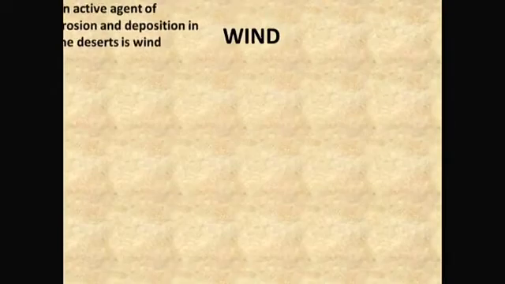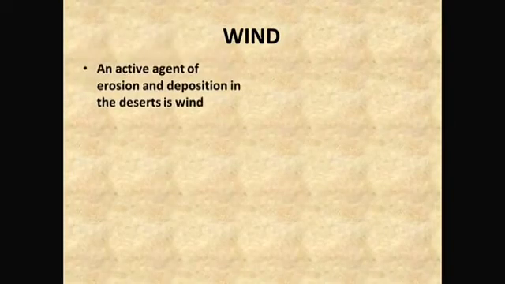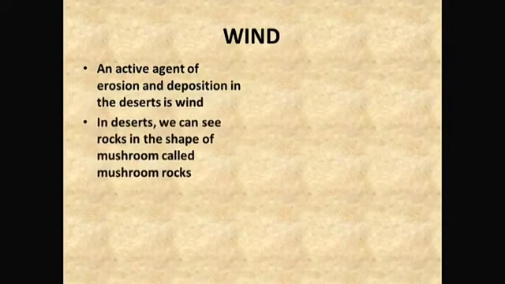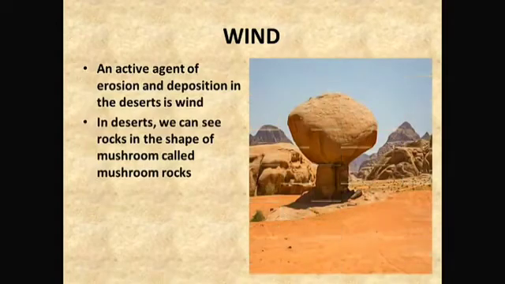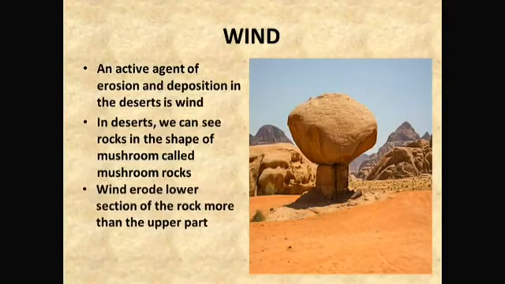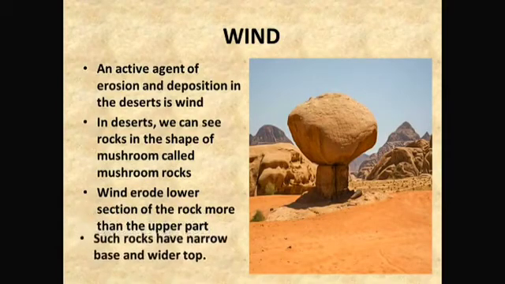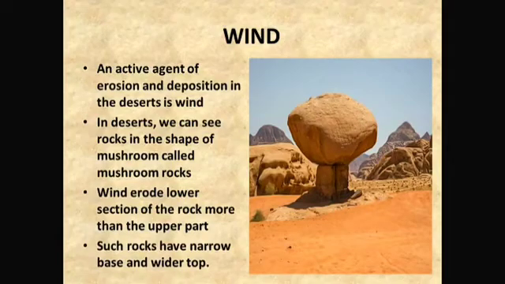Next we are going to see about wind. An active agent of erosion and deposition in the desert is wind. In deserts, we can see rocks in the shape of mushroom, commonly called as mushroom rocks. Winds erode the lower section of the rock more than the upper part. Therefore, such rocks have narrower base and wider top.